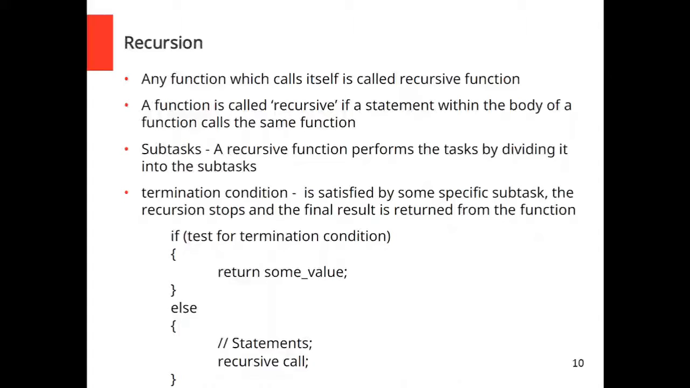A recursive function performs the task by dividing it into subtasks, and there is a termination condition defined in the function which is satisfied by some specific subtask. After this condition, the recursion stops and the result is returned from the function. So the format is: test for the termination condition, if it is true, return a value, else continue with the recursive call.